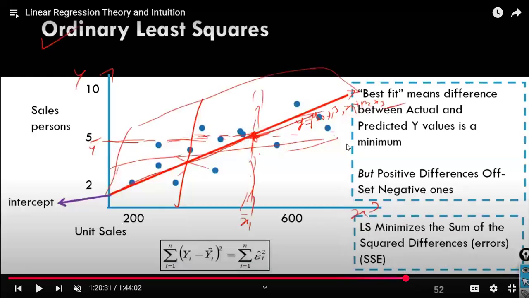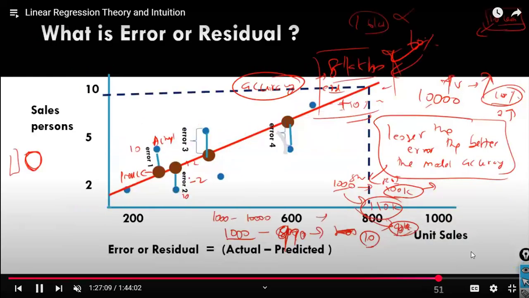They may ask you this question, what is the best fit line? The difference between actual and predicted should be very less. That is what your best fit line is. Okay, so the model actually takes care of it.